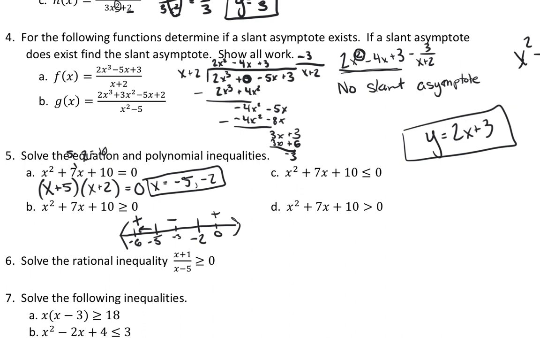That's going to be from -infinity to -5, and then from -2 to infinity. This is where we're equal, so these are going to be brackets, because we're equal to 0 at these points, right? And then it's going to be the opposite for C, everywhere it's negative, which is going to be -5 to -2. And then everywhere we're greater, we're just going to use those parentheses.